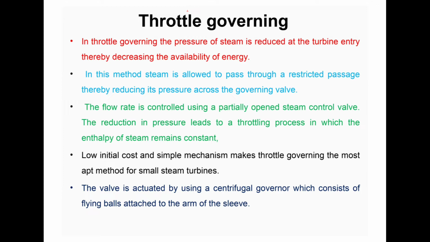The reduction in pressure leads to a throttling process in which the enthalpy of steam remains constant. The low initial cost and simple mechanism make throttle governing the most apt method for small steam turbines. The valve is actuated by using a centrifugal governor, which consists of flying balls attached to the arm of the sleeve.